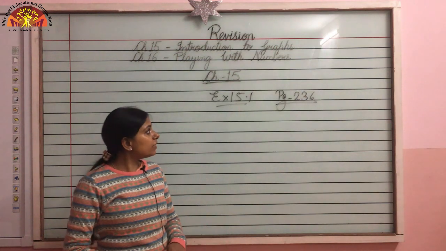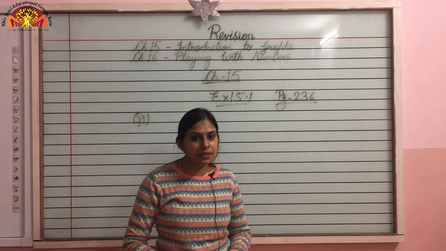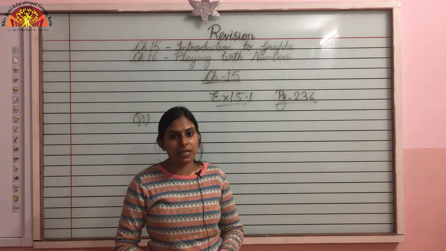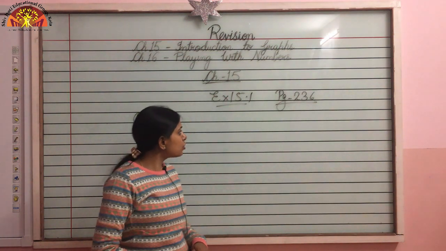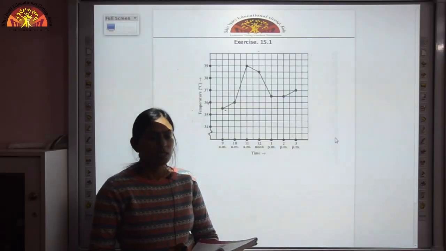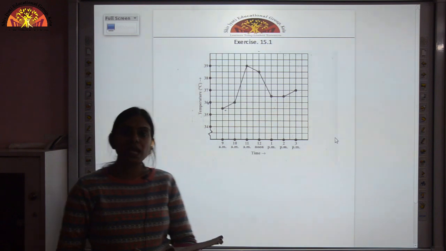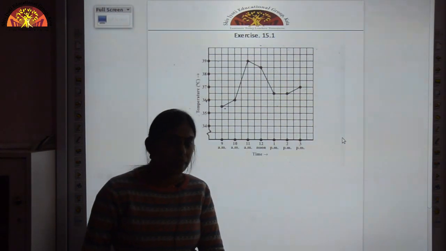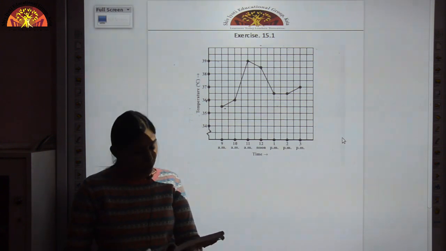So children, today we are having the revision of two chapters, that is chapter number 15, Introduction to Graphs, and chapter 16, Playing with Numbers. Okay. So first of all, we are starting with the revision of chapter number 15, Introduction to Graphs. Now children, we will start with the exercise 15.1. So please open page number 236. We will go to the first question.